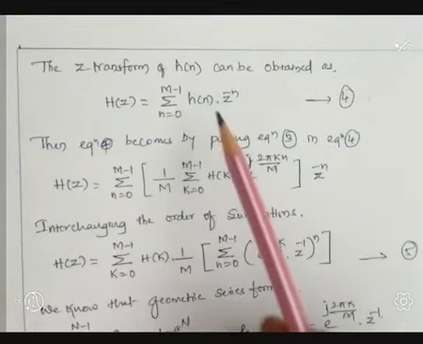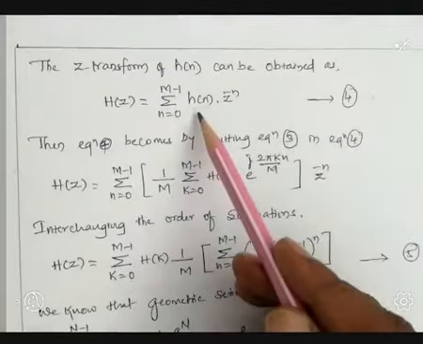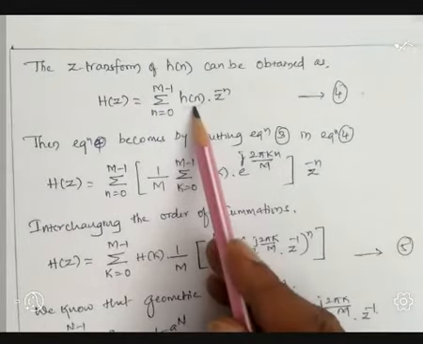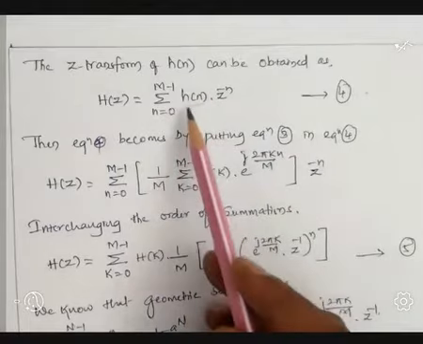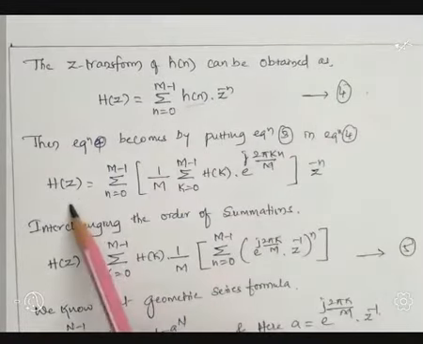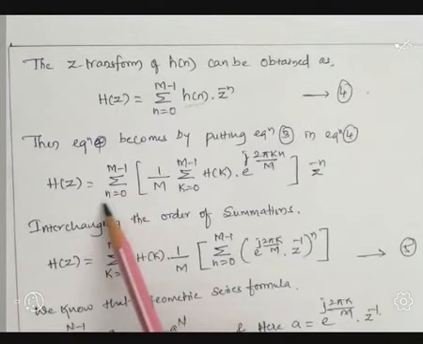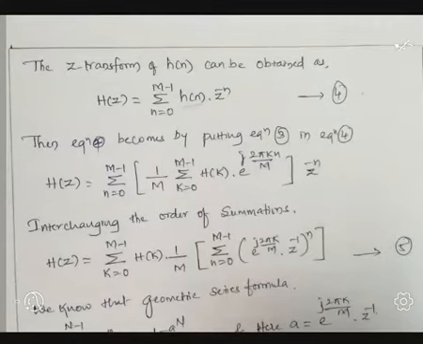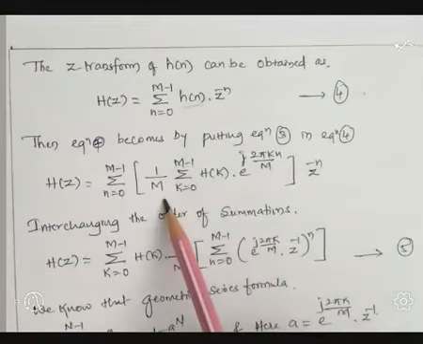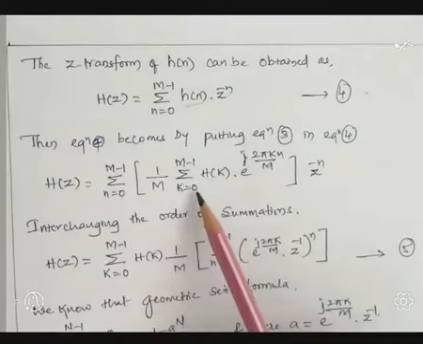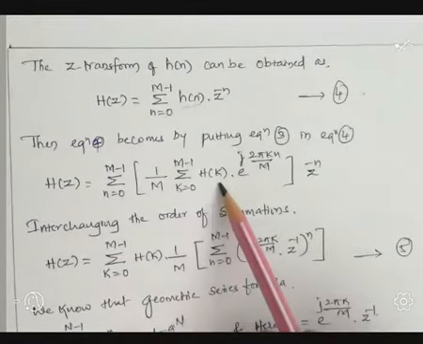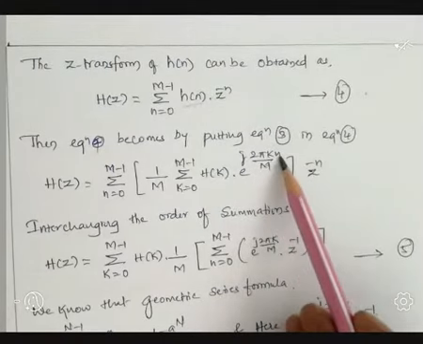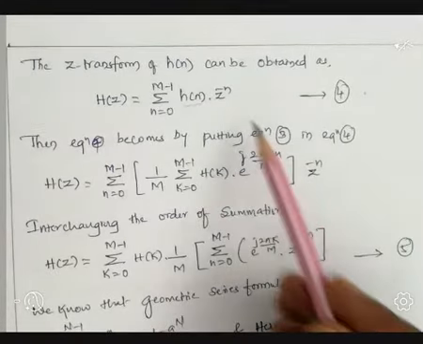Already we calculated h of n. How did we calculate it? We calculated h of n by taking the inverse DFT. Substituting that in equation number 4, we get H of z equal to summation over the limits n equal to 0 to M minus 1 of h of n, where h of n is, from equation number 3, 1 by M summation over the limits k equal to 0 to M minus 1 of H of k multiplied by e to the power j 2 pi k n by M, multiplied by, as it is, z to the power minus n.